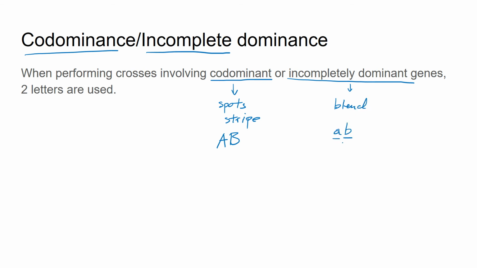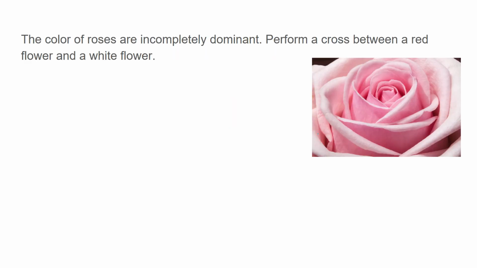And because there's going to be two different colors or whatever, two different traits, we're going to use two different letters this time instead of the same letter. It'll be more clear once I do an example, okay? So let's do an example about the color of roses. The color of roses are incompletely dominant, right? Meaning there's no red rose or white rose when they cross, they make a pink rose, right?